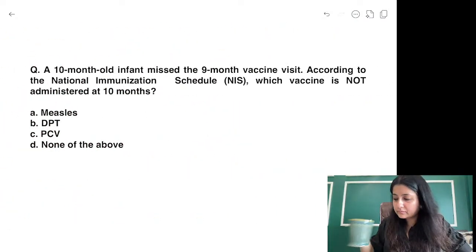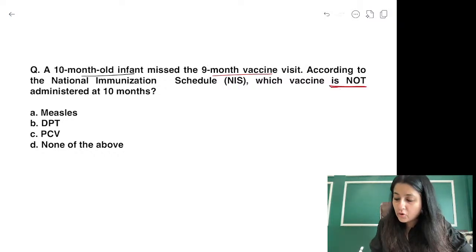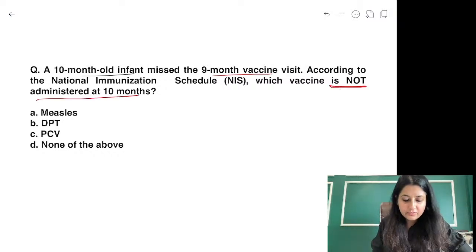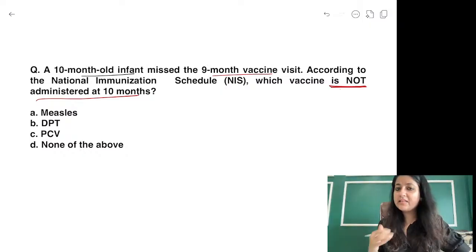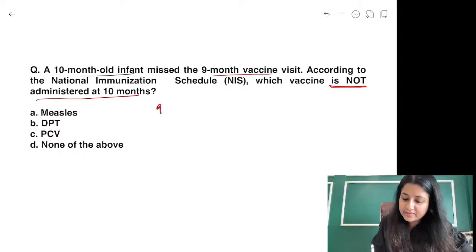Again based on NIS. A child is ten months old and missed the 9-month vaccine visit. According to NIS, which vaccine is not administered at 10 months? So which one will I not administer at 10 months, everybody? He should have taken his vaccines at 9 months. He did not come. So what are the vaccines that you give at 9 months? Think carefully.